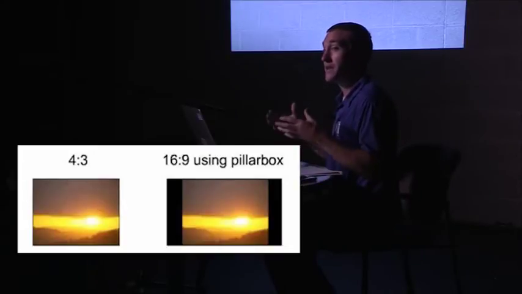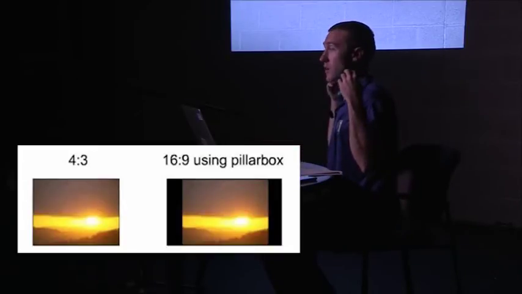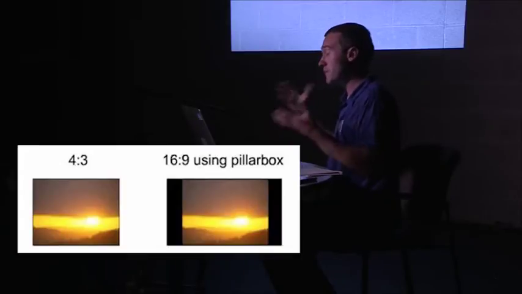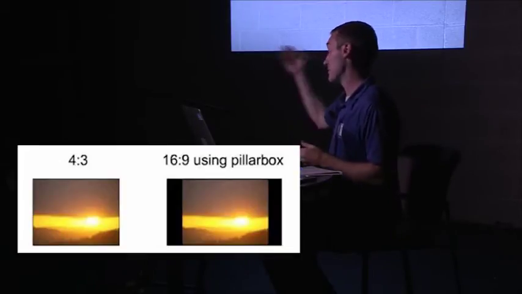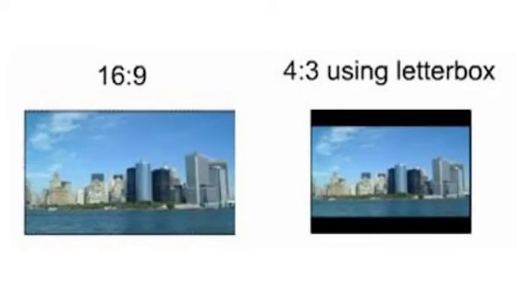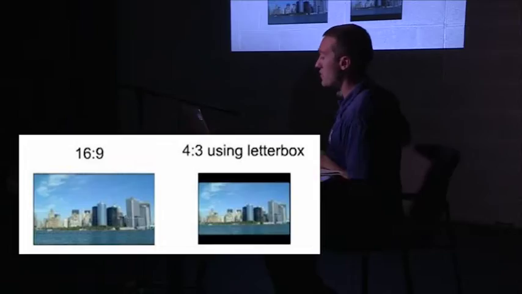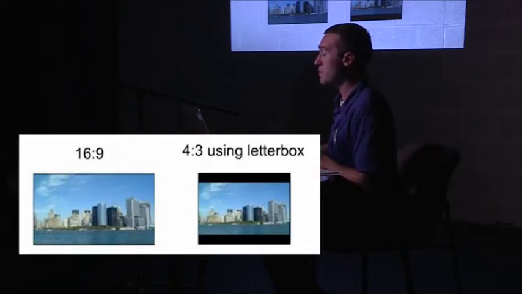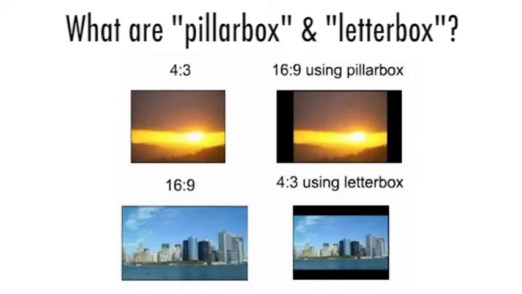So as TV producers, we need to be thinking about that, because that's who's going to be watching our videos. If we produce a 16 by 9 image and you watch it on a 4 by 3 screen, you're going to have what's called a letterbox. So the letterbox is the black bars on the top and bottom. Pillarbox is black bars on the left and right. Letterbox is black bars on the top and bottom.